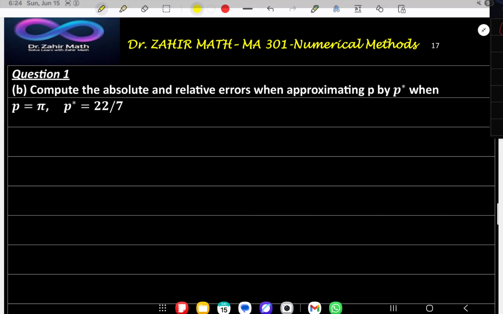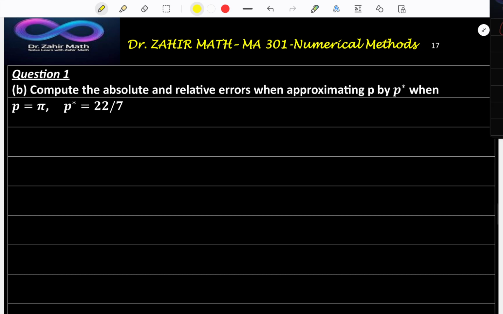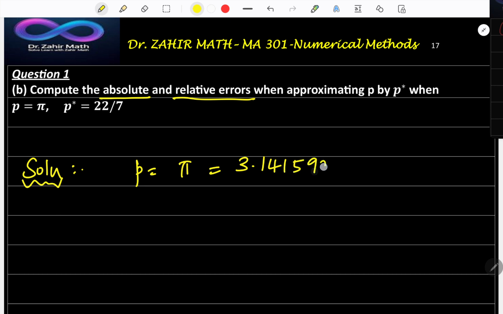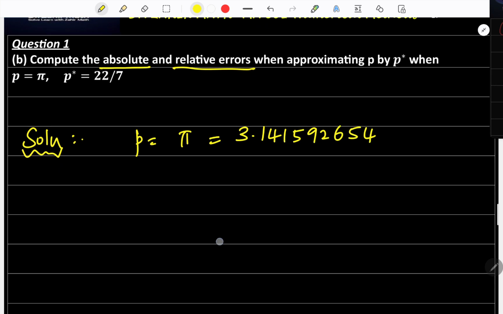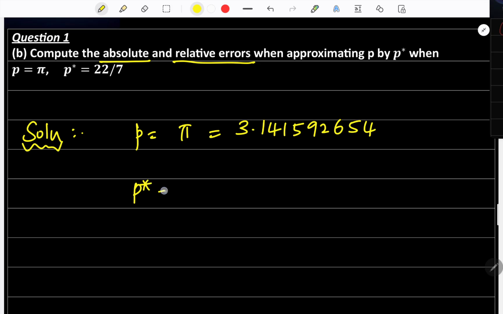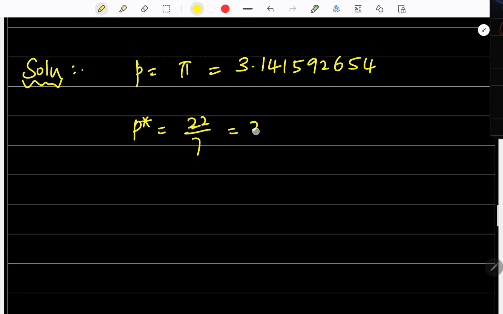Let's go to question 1, again the same question. Okay, right, so let me do the solution. Anyway, p is equal to pi, absolute error and relative error, which is equal to 3.141592654. But p star, you should be very careful, this one you should put in the calculator and you have to get the number, which is 3.142857143.